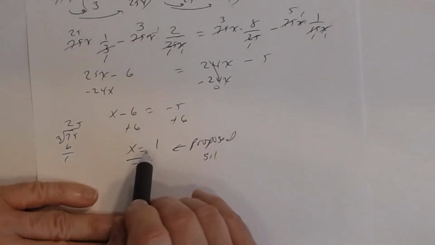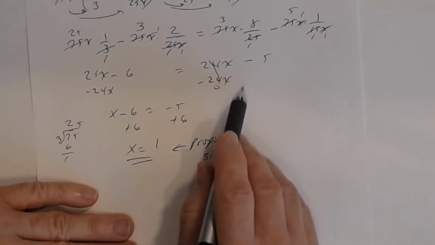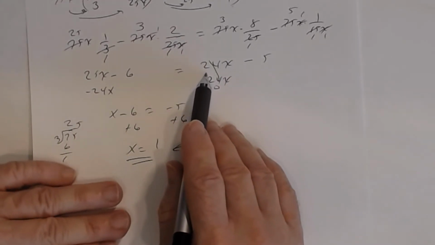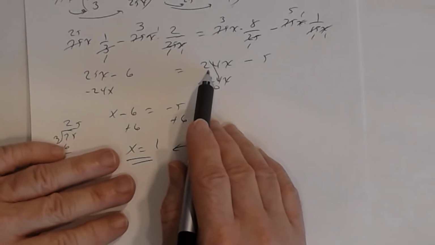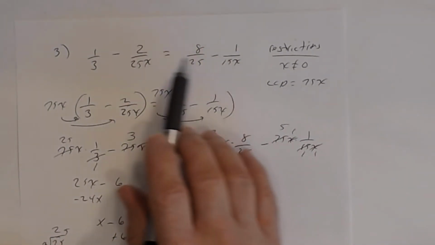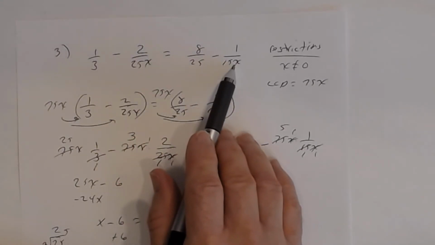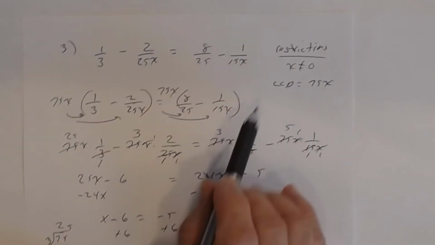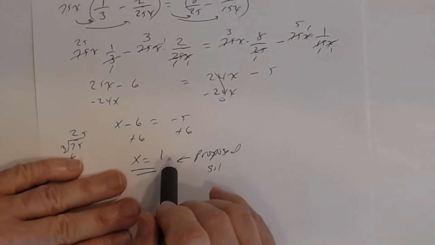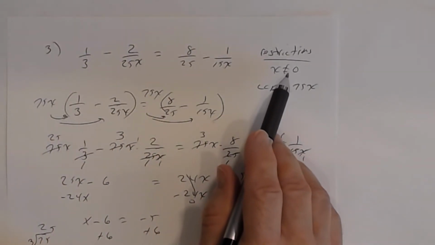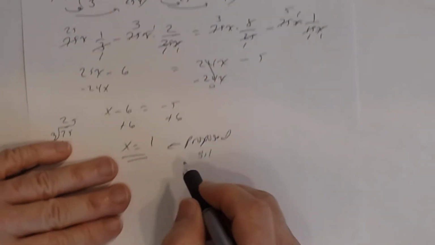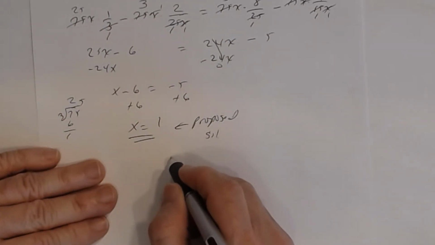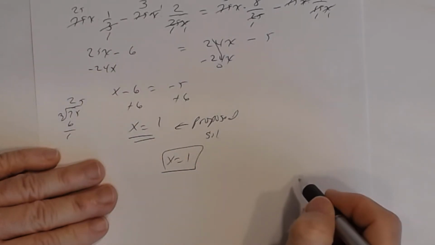So when you solve this linear equation, what you get is a solution to the linear one, but it may or may not be a solution to the rational equation where you have variables in the denominator. All you have to do is check your restriction. Is this proposed solution a restriction? The answer is no. This is x equal 1, and this is 0. So your proposed solution is actually a solution. So x equal 1 is a solution.